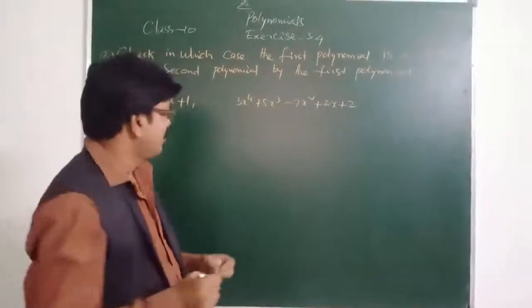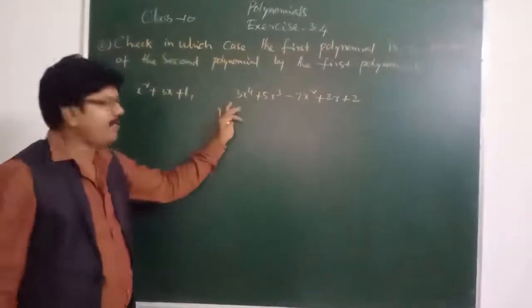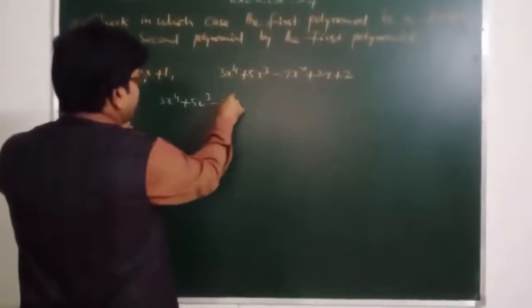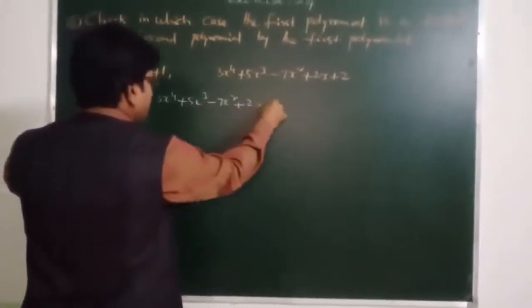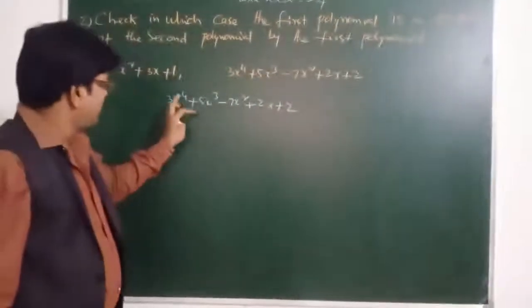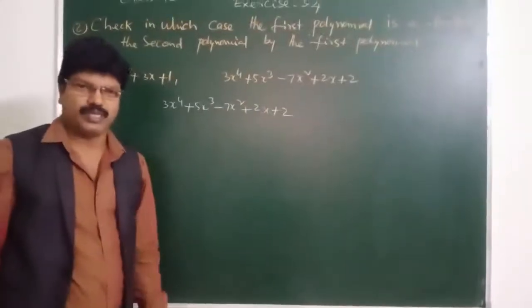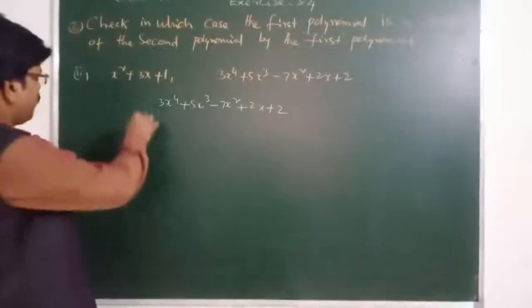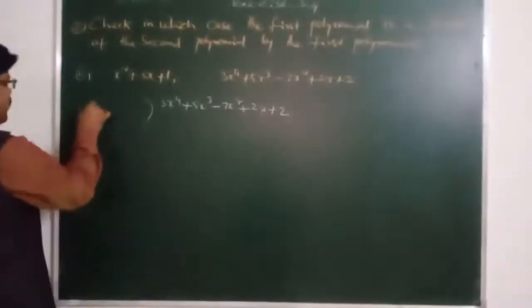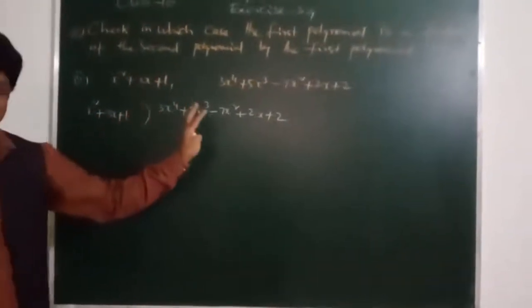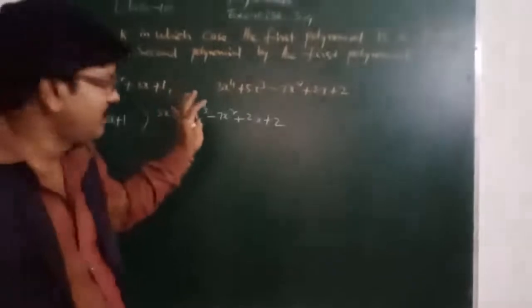Now here the dividend is 3x power 4 plus 5x cube minus 7x square plus 2x plus 2. Check out x power 4, x cube, x square, x power 1, x power 0. This is the order. Now take the divisor x square plus 3x plus 1. It's a polynomial division.